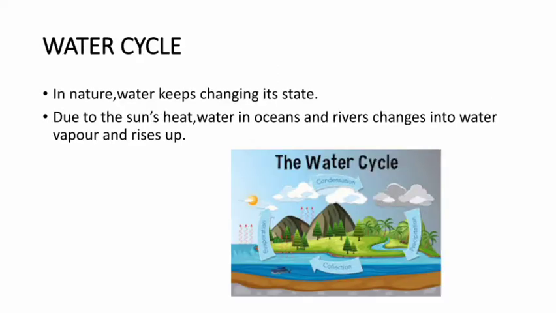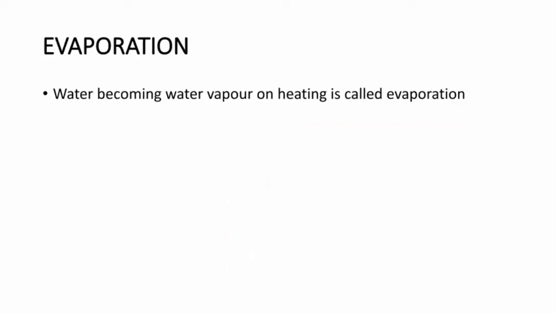The next topic is the water cycle. In nature, water keeps changing its state. Due to the sun's heat, water in oceans and rivers changes into water vapor and rises up. So, water changes into water vapor by the sun's heat. That is called evaporation.